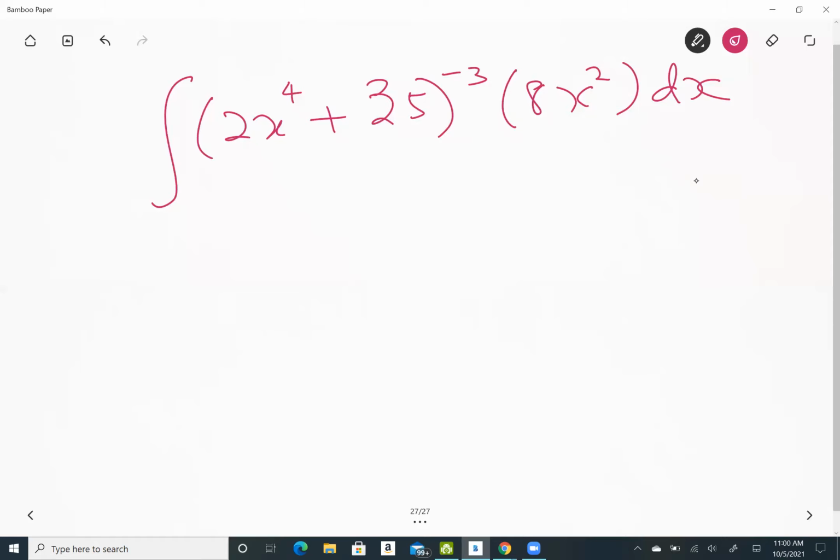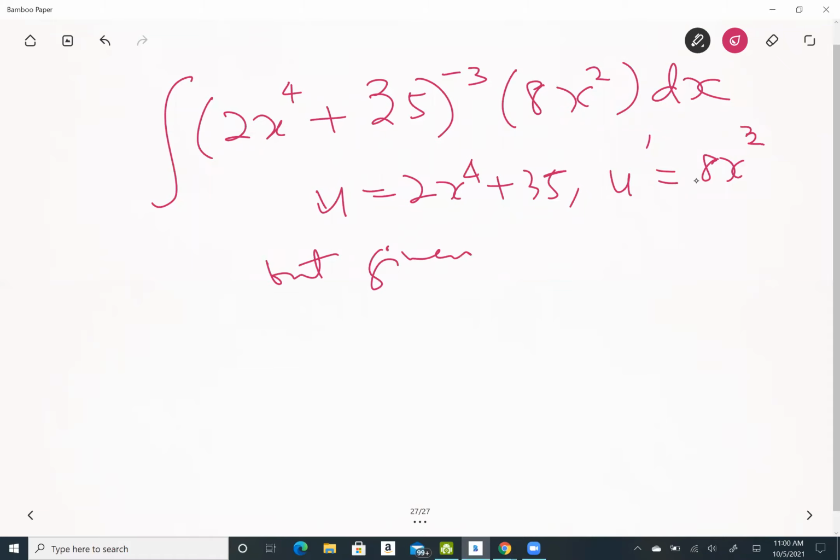U prime is a power of cube. The u prime, okay, if I let u be equal to 2x over 4 plus 35, then u prime is 8x cubed. All right, but what is given is 8x squared, and that is not u prime. So what do we do? Can we multiply by something so that you got 8x cubed?